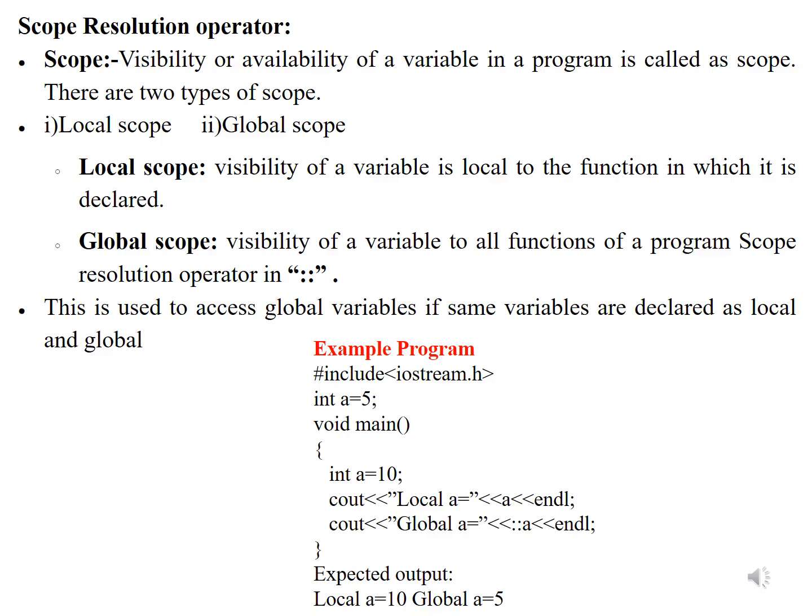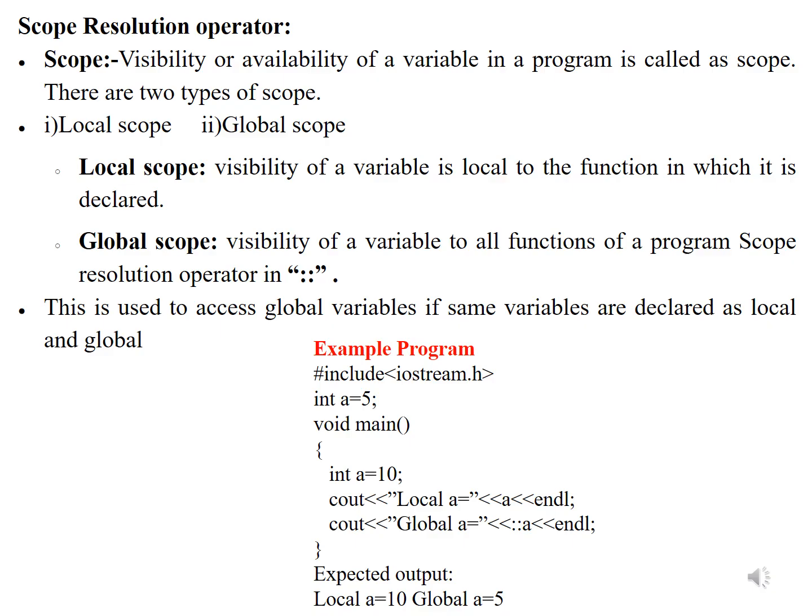The scope resolution operator is two colons. This is used to access a global variable if the same variable name is declared as both local and global. Just observe this slide. We have given a program for observation.